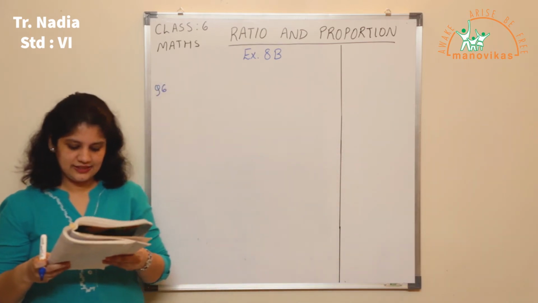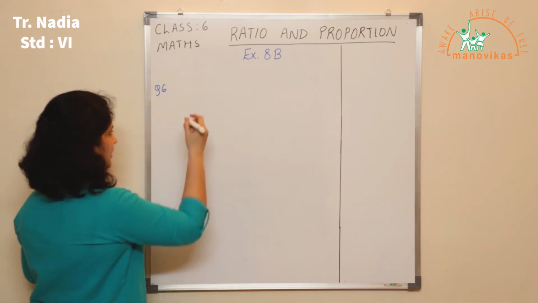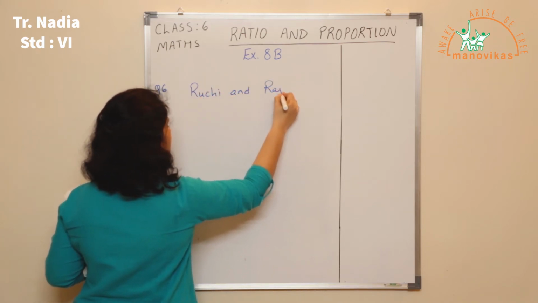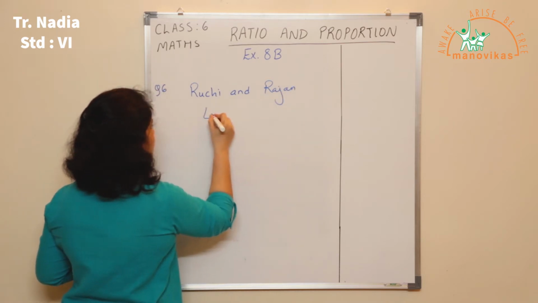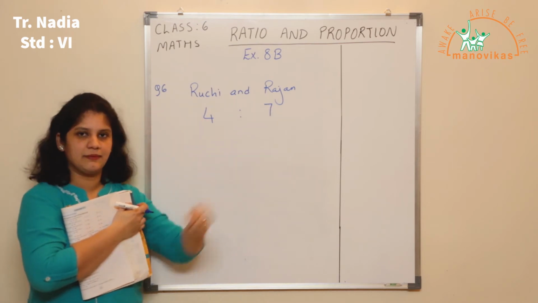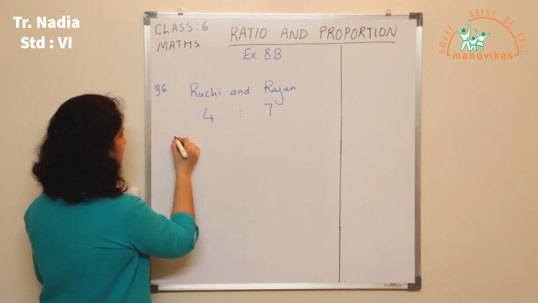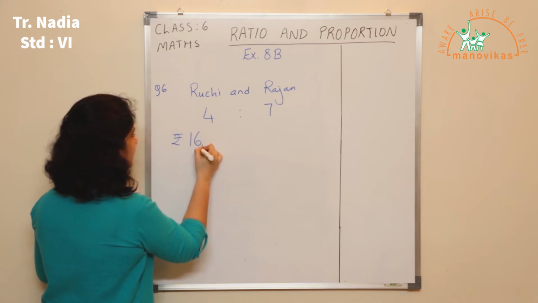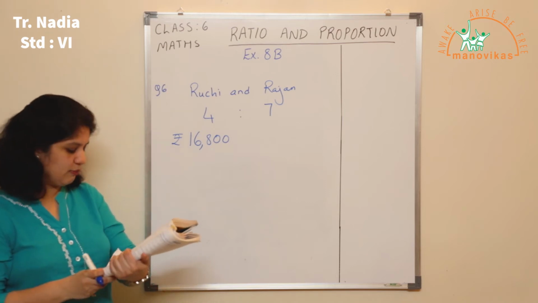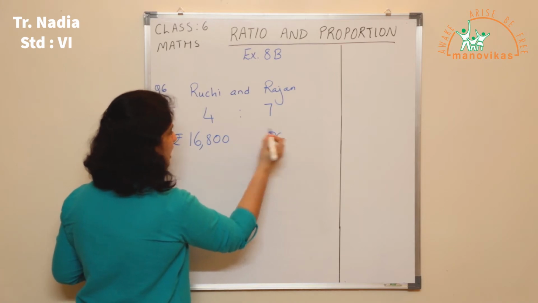Okay, moving to question number 6. The incomes of Ruchi and Rajan are in the ratio 4:7. So here we have the income of Ruchi and Rajan. The income is in the ratio 4:7. If Ruchi's income is 4 parts, Rajan's income is 7 parts. Ruchi earns rupees 16,800 per month. Find Rajan's income, or how much does Rajan earn per month. So we know how much Ruchi earns, but we don't know how much Rajan is earning.